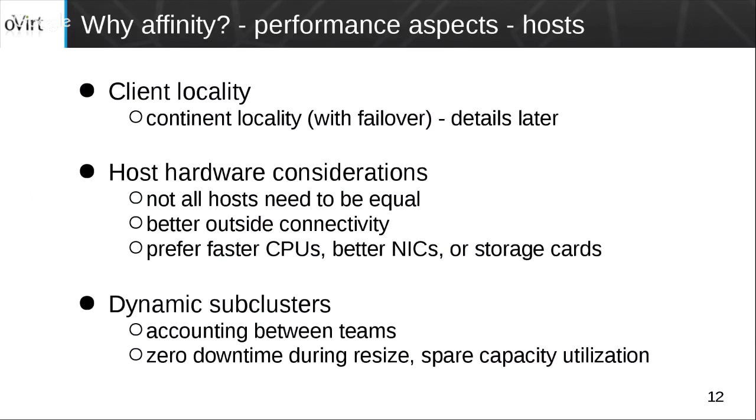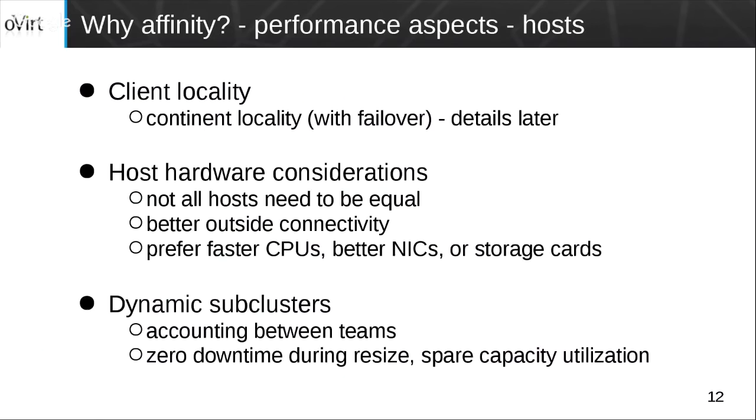In terms of host hardware considerations or constraints, we can use a soft positive affinity here. By using soft positive affinity, we can keep high availability as long as the host is up. For example, VMs that have soft positive affinity will try to run on a host that is more desirable for them in terms of faster CPUs or better NICs, storage cards, etc. But in case these hosts are down, the VM is not confined to these hosts.